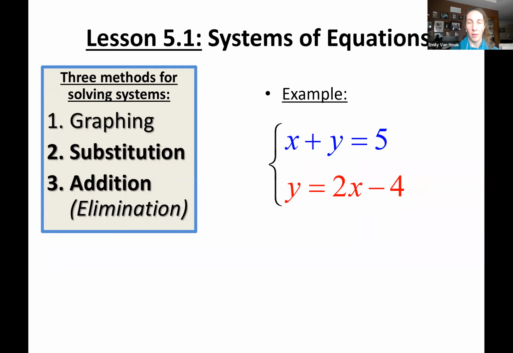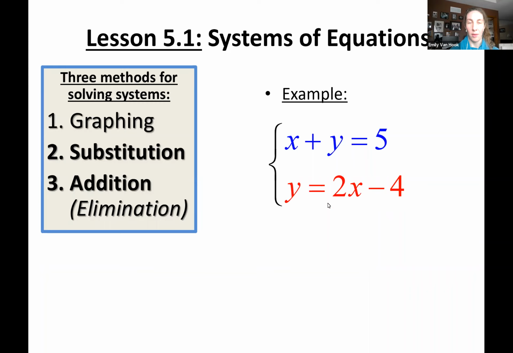So here's a quick example. x plus y equals 5 and y equals 2x minus 4. If you take the first equation that's in blue here, x plus y equals 5, if you subtract x on both sides, you would get y equals negative x plus 5. And then you could graph that line starting at 5 on the y-axis and then using a slope of -1 going down 1 over 1. For the red one, y equals 2x minus 4, the y-intercept would be -4, or (0, -4) on the y-axis. And then you could use a slope of +2 and go up 2 over 1.